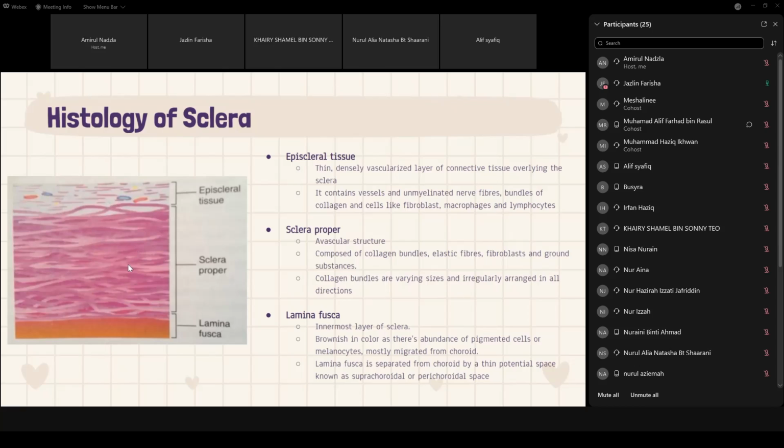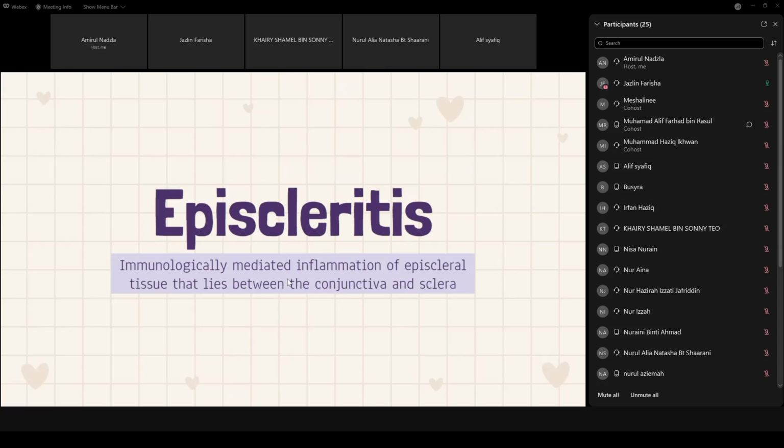And the innermost layer of the sclera will be lamina fusca, which is brownish in color as there is an abundance of melanocytes, mostly migrated from the choroid. And lamina fusca is separated from the choroid by a thin potential space known as the suprachoroidal or perichoroidal space. The first topic today will be episcleritis, which is an immunologically mediated inflammation of episcleral tissue that lies between the conjunctiva and sclera, which is the first layer of the sclera.